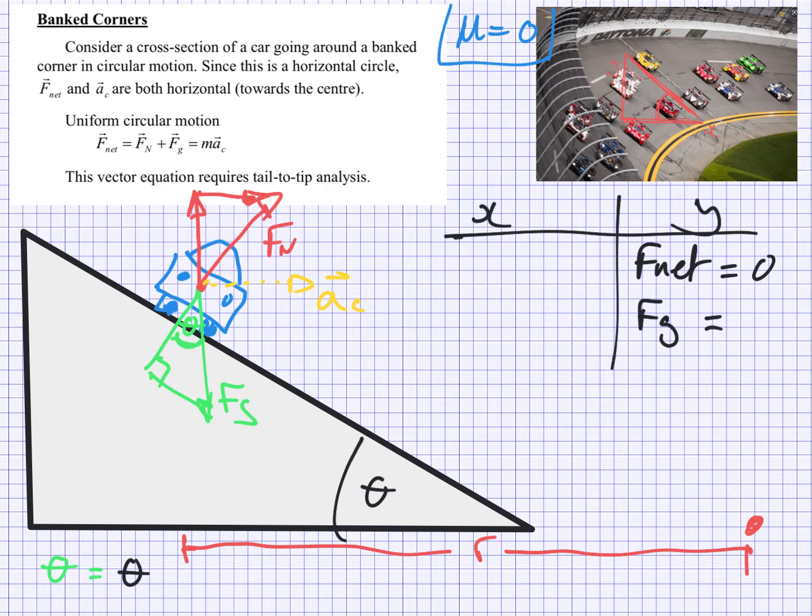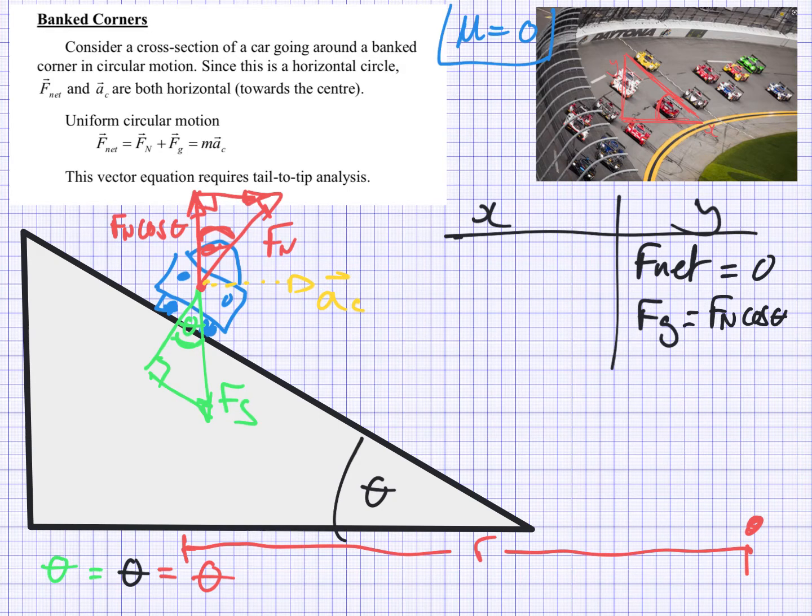First of all, noticing that if this is the red theta, that's also equal to the green theta, which is also equal to the black theta. So I'm going to make a statement about that red component there. And of course, you can see this, I'm sure, since this red component is adjacent to the hypotenuse, which is the Fn, we can say that this is Fn cosine theta. In other words, Fg is equal to Fn cosine theta. Okay, that's our y analysis done.